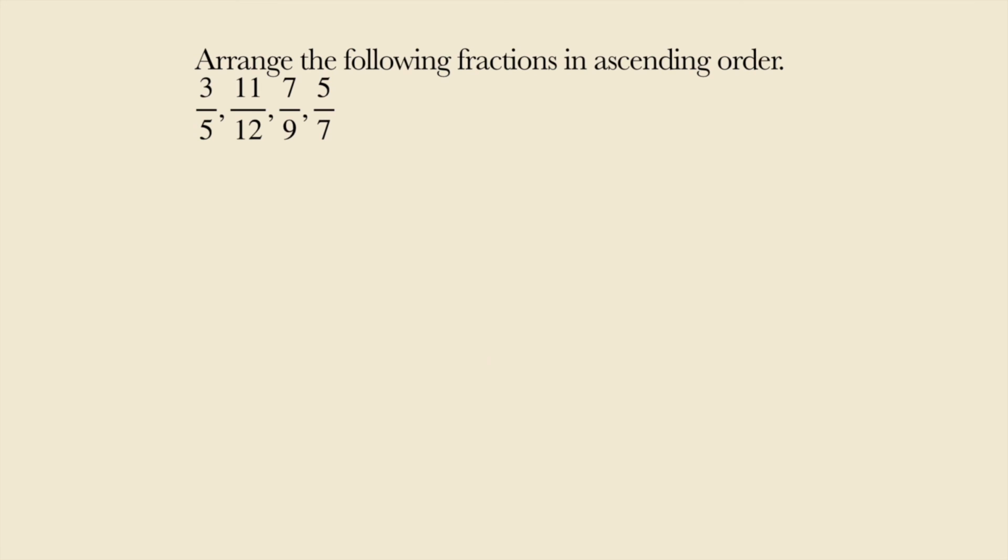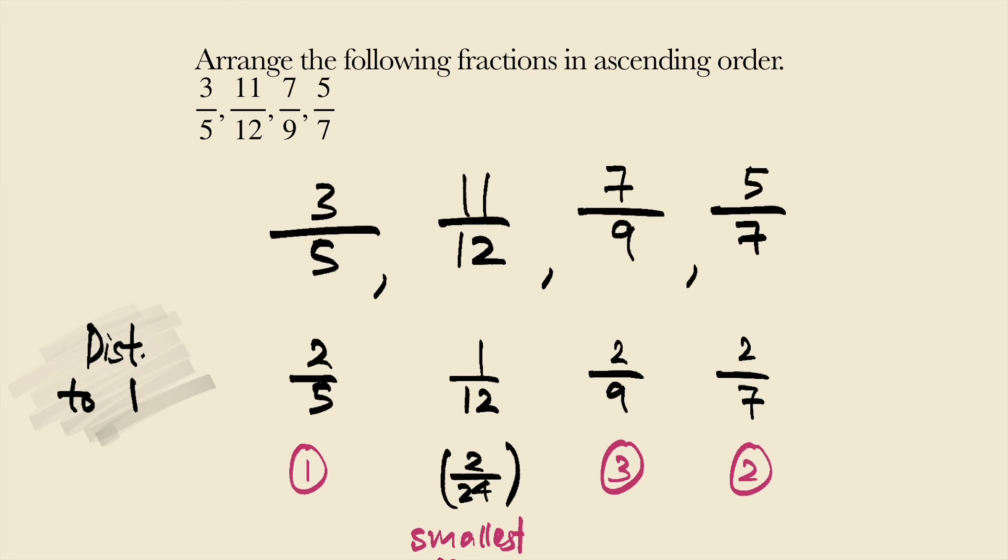Hopefully by now it is clear when you should use the distance to one whole concept. It is when the numbers look like this. They are extremely horrific, aren't they? Imagine trying to find a lowest common multiple here. Okay. Now, with 3/5, the distance to one whole is 2/5. Distance to one whole is 1/12, followed by 2/9, followed by 2/7. Well, the numerators are 2, 2, and 2. Only this guy sticks out like a sore thumb. So let's turn it into numerator 2, 2/24.